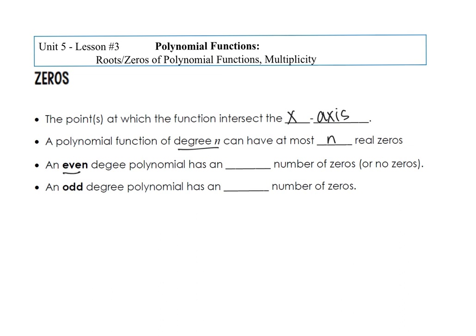It says an even degree polynomial has an even number of zeros or no zeros at all, because we could be above or below the x-axis and then head in a direction so that we never cross the x-axis. An odd degree polynomial has an odd number of zeros. And because odd degrees have to go in opposite directions, if you remember, we have to cross the x-axis. So we will always have some real solutions with our odd degree functions.